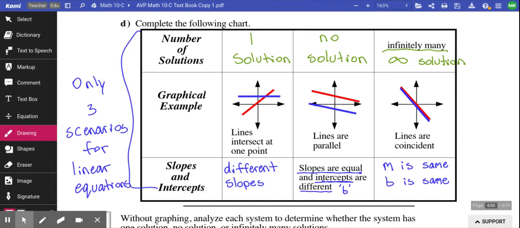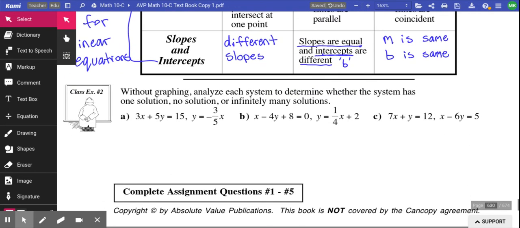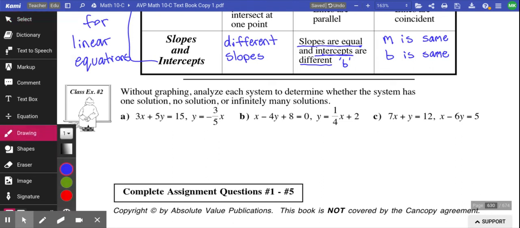Kind of cool, right? So you should always be getting one answer. Sometimes you'll get no answer to a question, and sometimes you get infinite answers, and that's kind of crazy. So these questions, without graphing, analyze the system and determine whether the system has one solution, no solution, or infinite solutions. The best way to do that is to figure out what the slope and the intercept are for each one. So the best way to do that is to get them into y equals form.